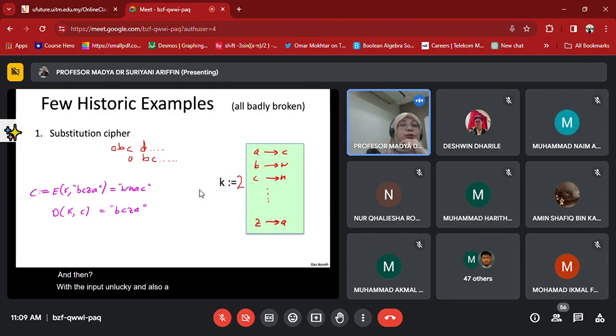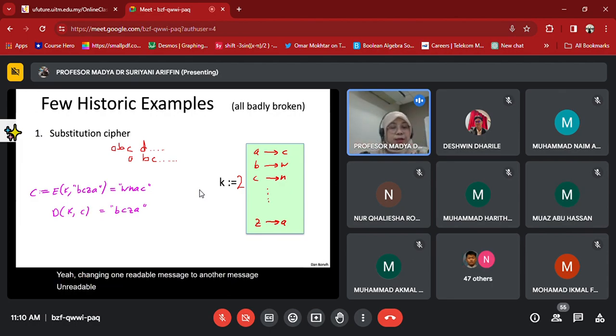The key adalah 2 and message adalah beza. So the output will other else, kan? With other else that can unreadable message. Itu yang maksudnya changing one readable message to another message, unreadable message with a key. Itu maksudnya. So this concept we will learn, kita akan gunakan this concept sampai 14 minggu.